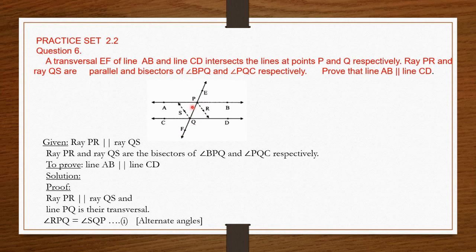Then what is the angle RPQ and SQP? Angle RPQ and angle SQP are alternate angles. Alternate angles are congruent. Therefore, angle RPQ equals angle SQP. That is the alternate angles, equation number 1.